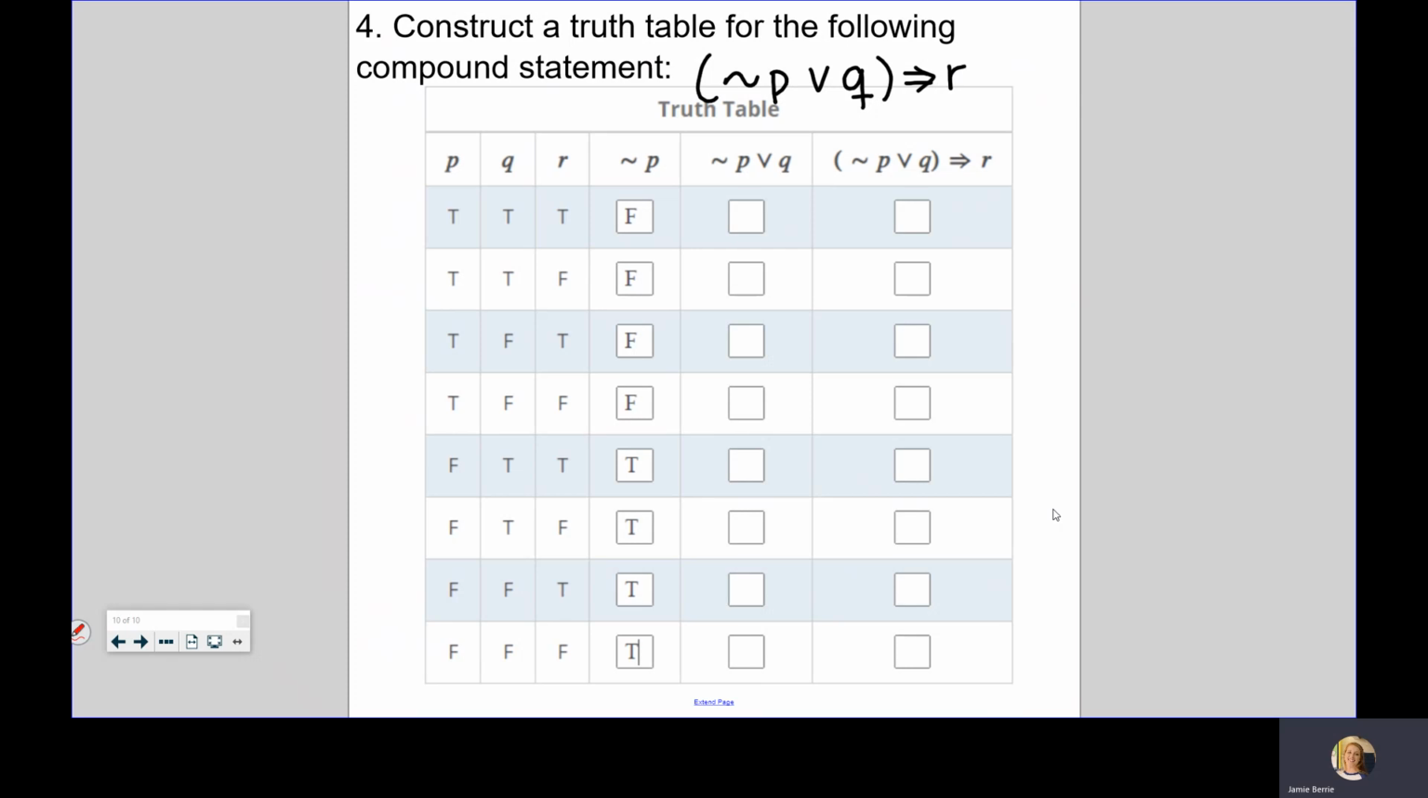All right, so you got 3 statements on this one, P, Q, and R. That's why you got the 8-row table. And the compound statement is not P or Q, implies R. So really not a terribly complicated compound statement compared to some of them that we've seen today.